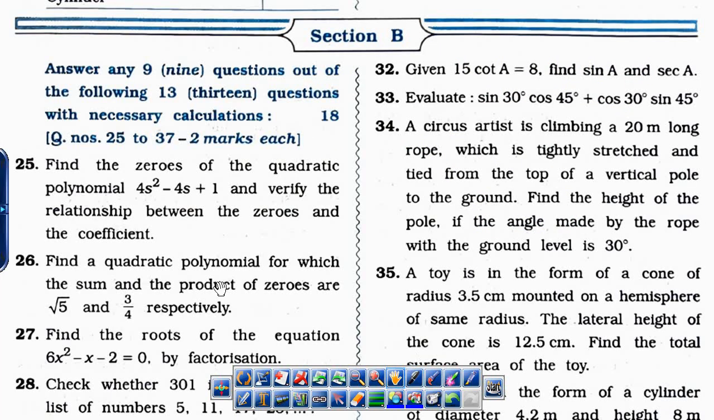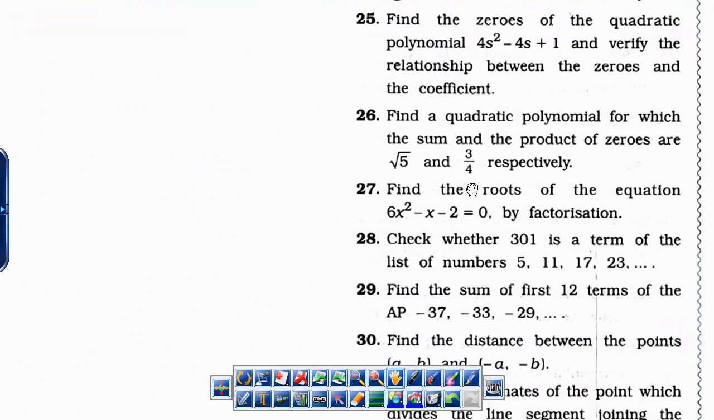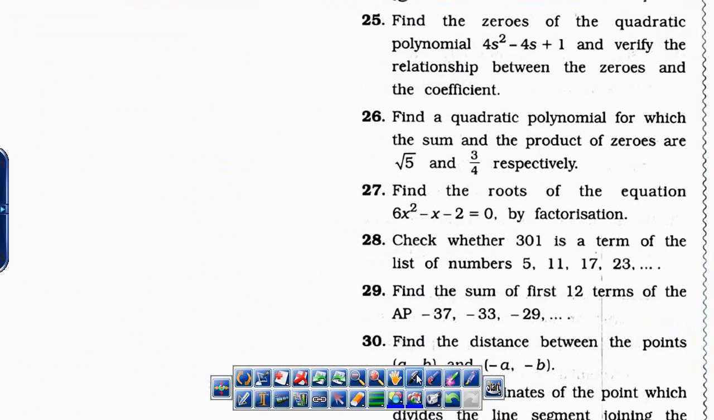अब आते हैं सेक्शन B पे. Now this will relatively take more time. Let's solve all the questions one by one. Find the zeros of the quadratic polynomial so and so and verify the relationship between the zeros and the coefficients. Find zeros. Middle term splitting.